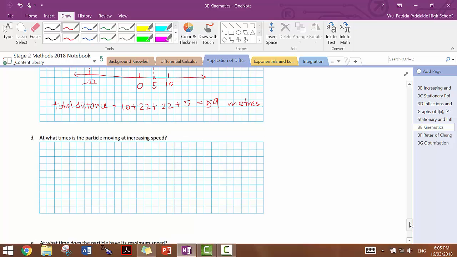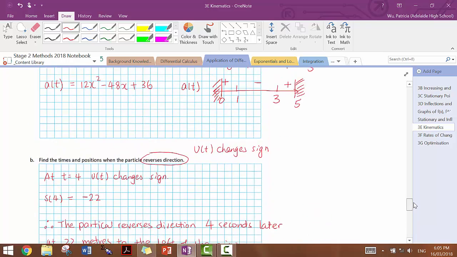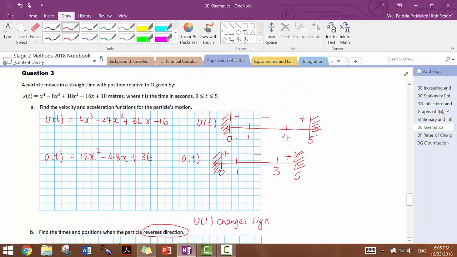Let's have a look at the next question. At what times is a particle moving at increasing speed? Now, as we mentioned in class, increasing speed is when your velocity function and your acceleration function have the same sign. So let's go back to look at what the signs look like in those functions. You can see they share the same sign. They've got the same sign in between 1 and 3. That's when they're both negative.